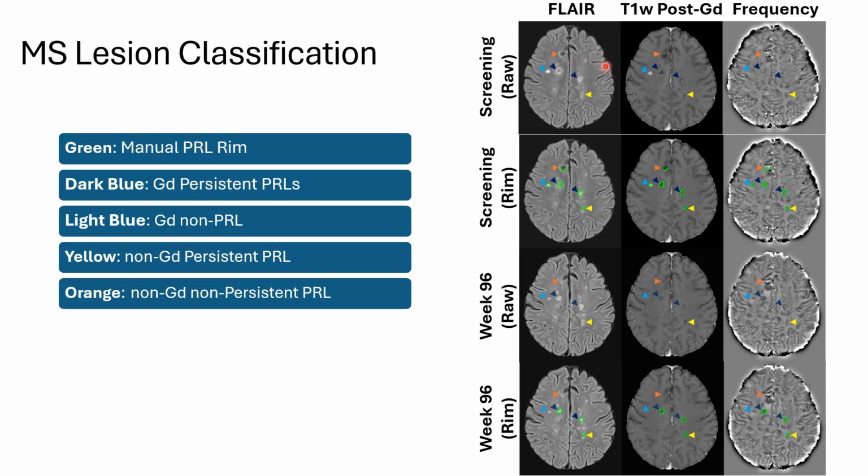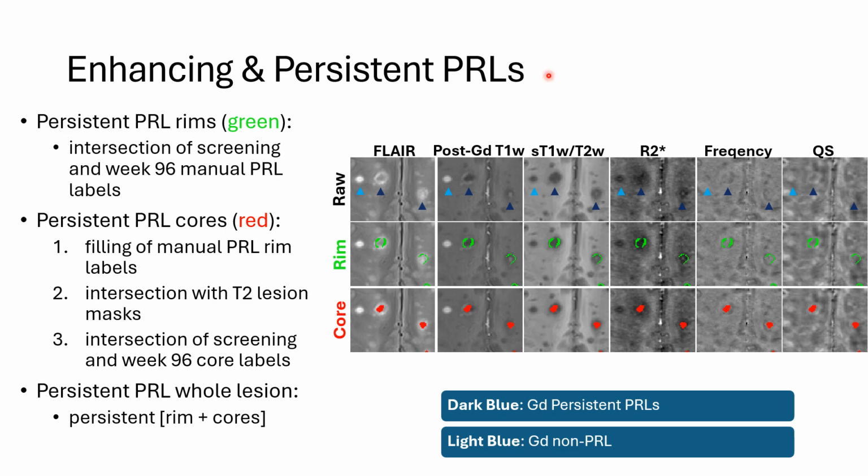In the next slide, I will be highlighting a zoom-in of the lesions that were highlighted by the dark blue and light blue arrows. So you see the zoomed-in preview of the gadolinium persistent PRLs and gadolinium non-PRL for FLAIR, post-gad T1-weighted, standardized T1 over T2 weighted ratio images, R2-star, frequency, and susceptibility.